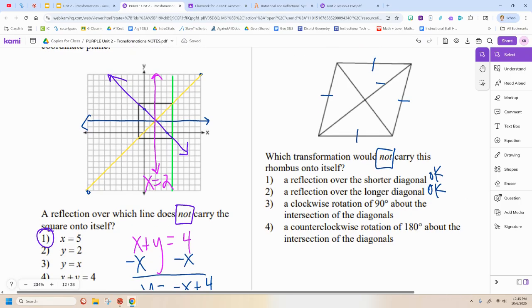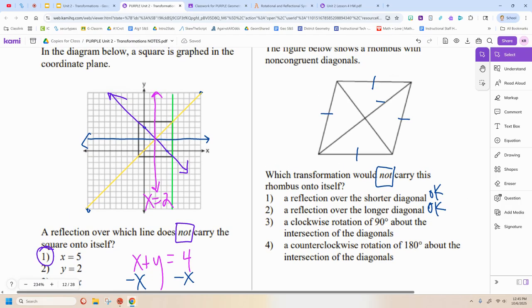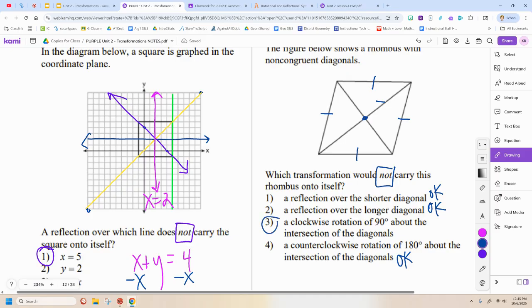What about a clockwise rotation of 90 degrees? Is a 90-degree rotation going to work? No, that's when it turned pointing up. It was kind of weird. But will 180 be okay? Yes. And this is when you would turn your test and turn your paper.